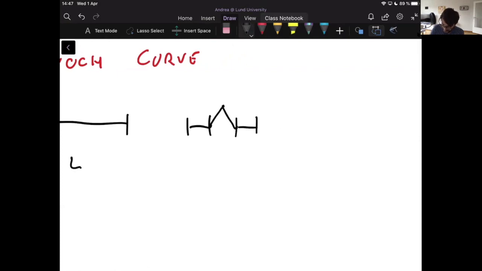So the length here is still L, but this is L/3, L/3, L/3, and L/3, okay? So this is L, and this is basically given by 4/3 L, okay? Or 4 times L/3. Let's write it in that way. It is even easier: 4 times L/3. So this is, I hope, very clear.